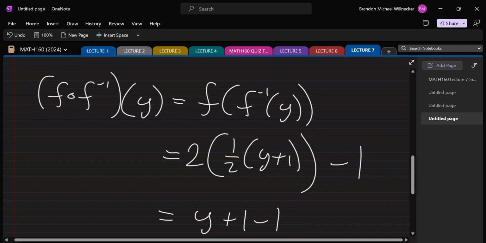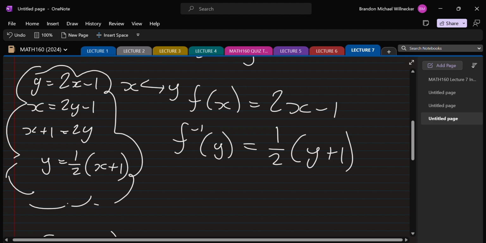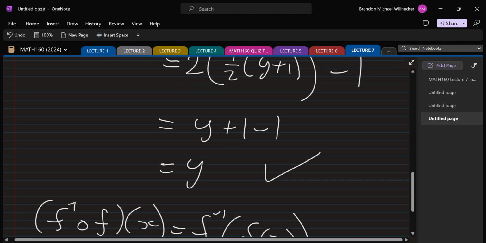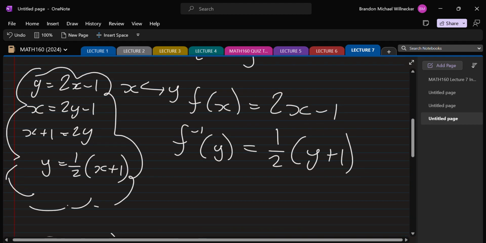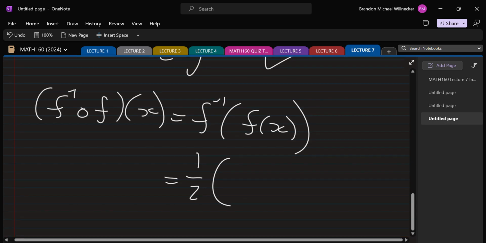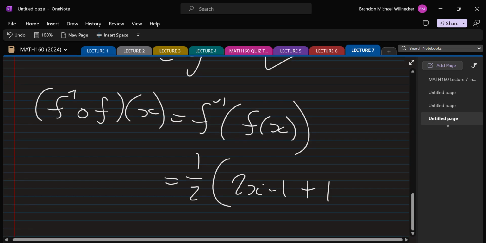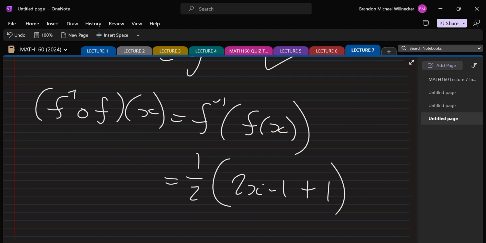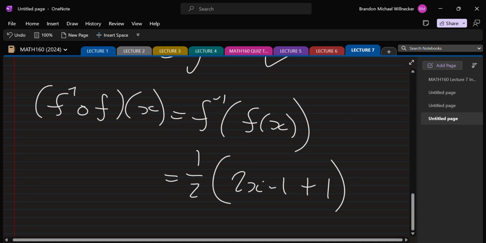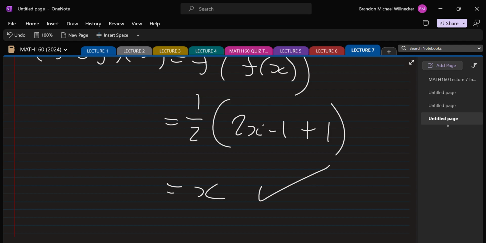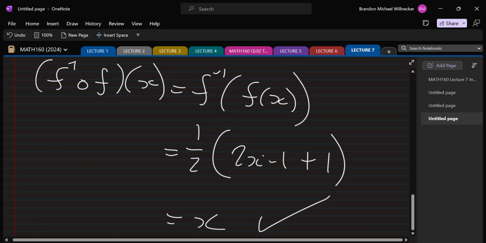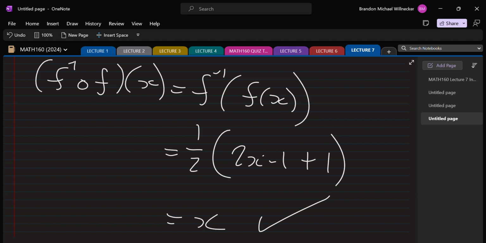So what's f inverse? We had that here. That's 1/2 y plus 1. We're going to take f and we're going to put that inside f inverse. So that's 1/2 (y plus 1), but we're going to replace that with f. That is 2x minus 1. And then we had the plus 1, right? Because it was 2x plus 1. Okay, there we go. That cancels. The minus 1 and the plus 1 go, and we're left with x. Check. We started at x, we ended at x. So we're all good with that. Okay, any questions on this procedure?